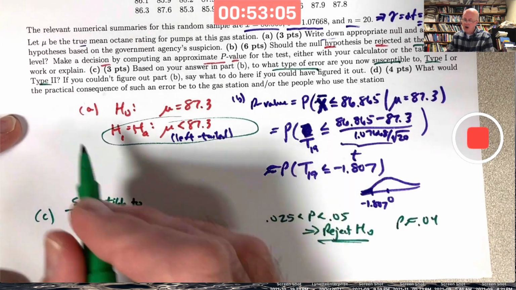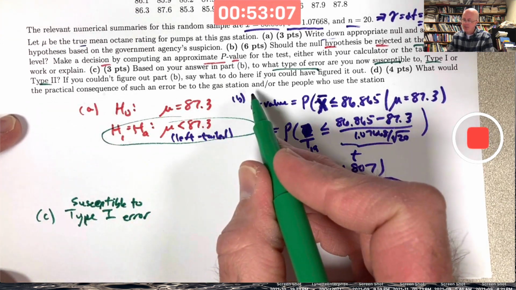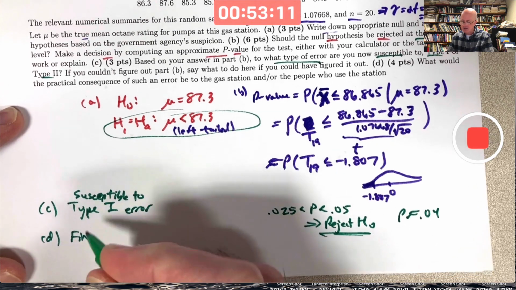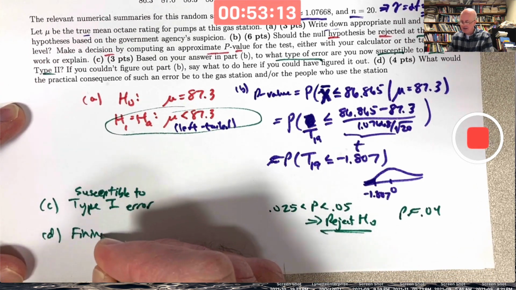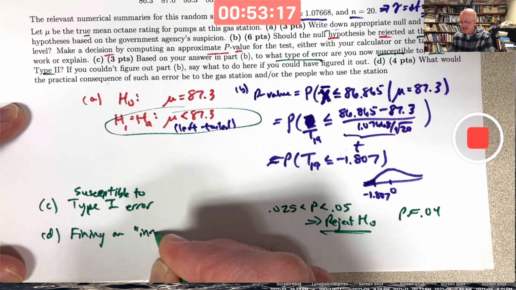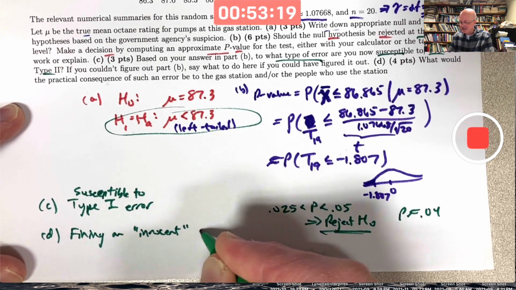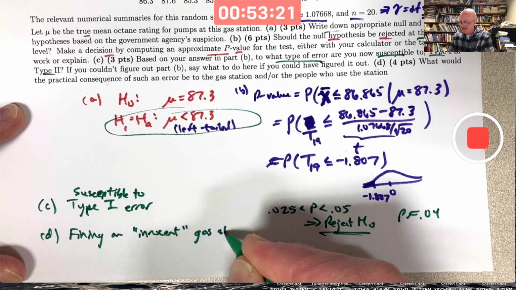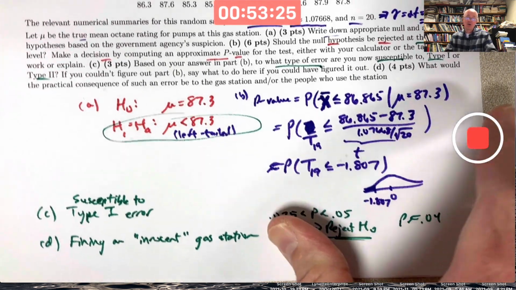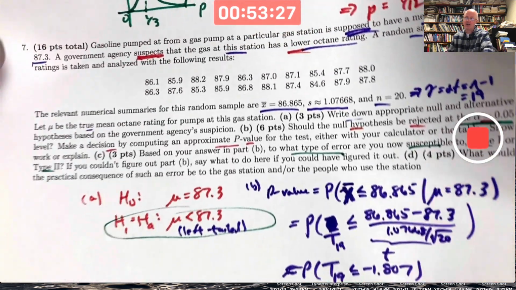Part D, what are the practical consequences of such an error? You'd be fining an innocent gas station. Okay? And that would be bad. But a type 2 error is also bad. You'd be failing to fine a guilty gas station if you made a type 2 error and you failed to reject.